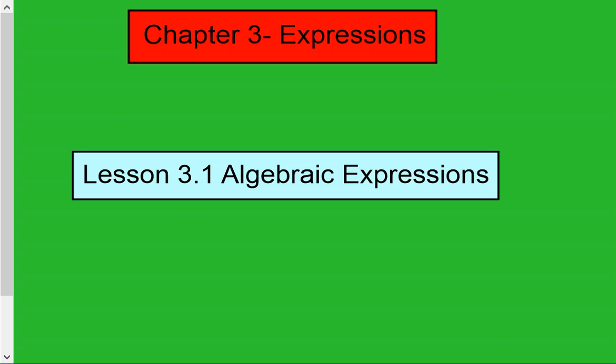Go ahead and turn to the next blank page in your math notebook and write this title, Lesson 3.1, Algebraic Expressions at the top.